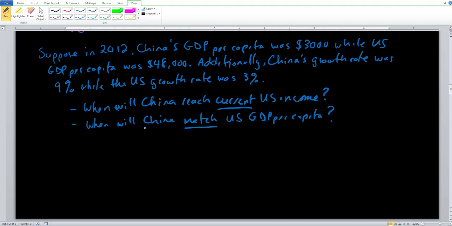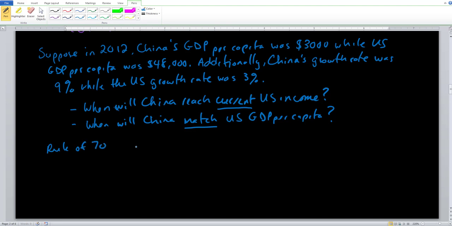So we have to use the rule of 70 and build up a little bit of a table to answer these two questions. So first of all, how would you approach this? You want to go ahead and use the rule of 70. So how long is it going to take for China's GDP to double? How long is it going to take for the US GDP per capita to double? So here, start off with the rule of 70.